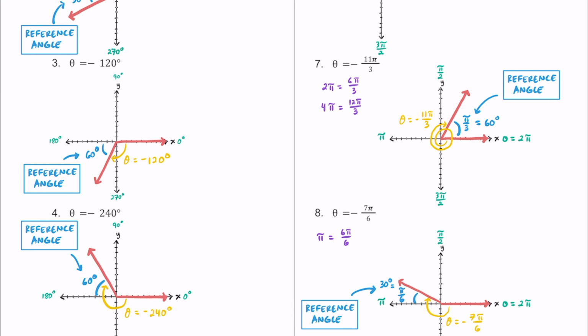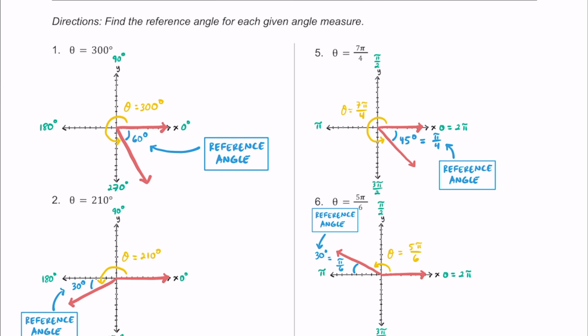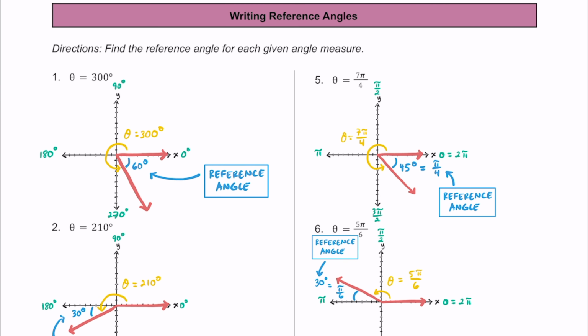So there you have 8 different examples of writing reference angles for different angle measures, whether they're in degrees or in radians. Go ahead and just maybe sketch so you can see the location and see what it looks like. Wherever that terminal side ends up, just go ahead and see how far it is from the x-axis. It's always going to be an acute angle for that reference angle, so maybe that'll help you make sure you are going to the right location.